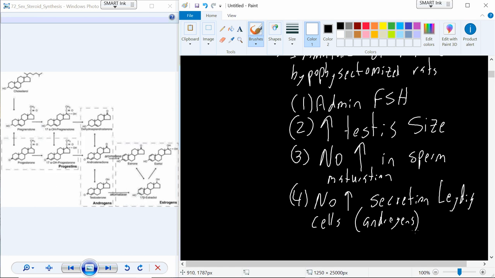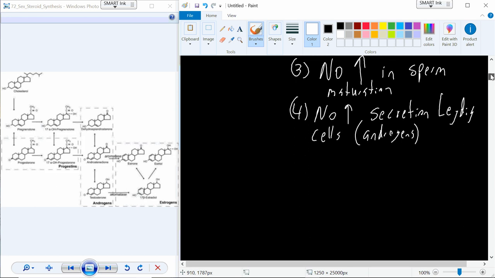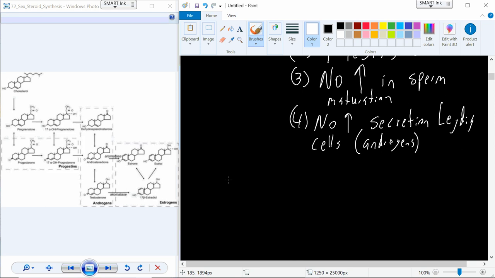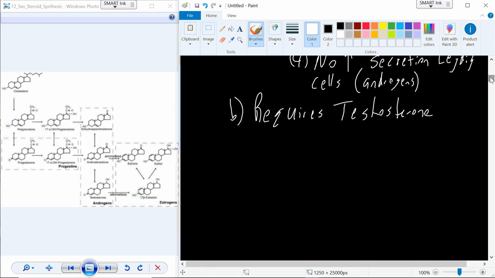So we see the increase in testicular size, which is probably related to Sertoli cell hyperplasia, but we don't see what we're expecting after the maturation process: sperm production and maturation, and the Leydig cells releasing the hormone. When we step back, what it looks like is FSH is priming the system, causing Sertoli cell hyperplasia, but we have other requirements for the progression of spermatogenesis. It turns out that spermatogenesis also requires testosterone.